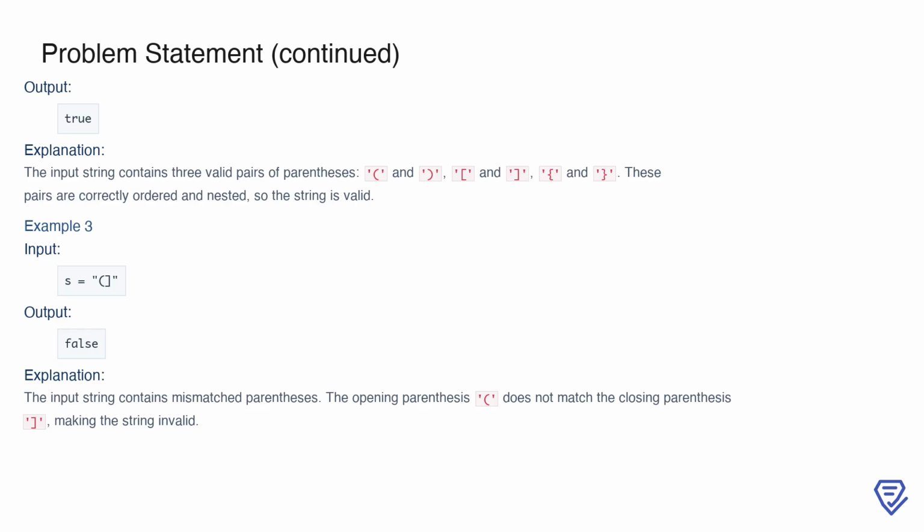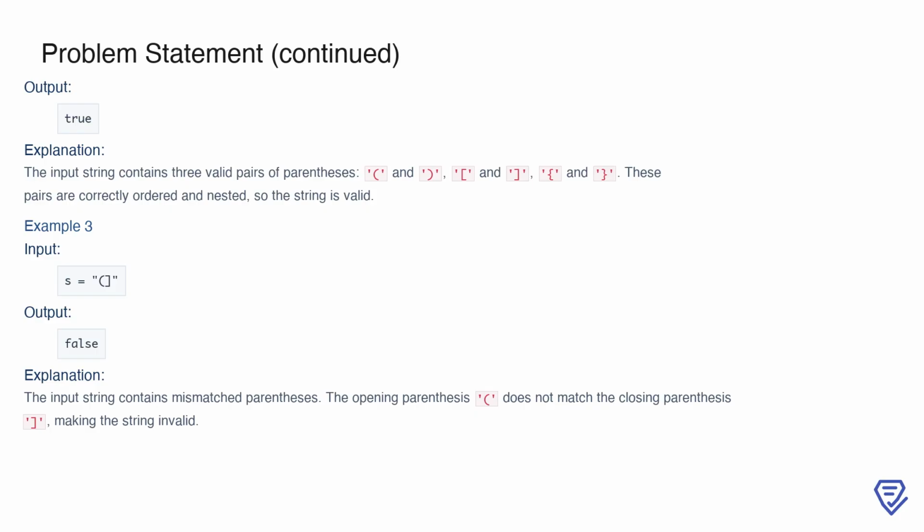Now, consider a case where the string is invalid. In the third example, the input string is. Here, the opening parenthesis does not match the closing parenthesis. Because the brackets are mismatched, the string fails the validation rules, and the output is false.